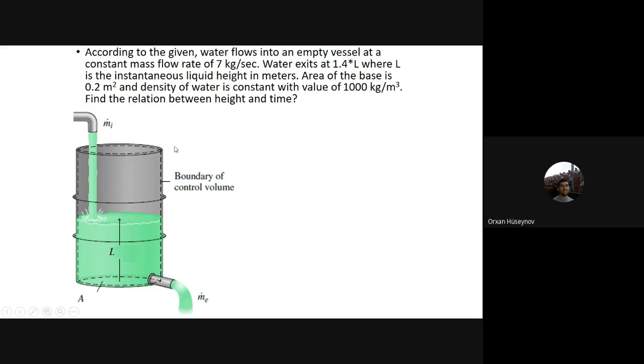And there is a simple example here. There is a vessel, and the water flows into an empty vessel at a constant mass flow rate of 7 kilograms per second. And then water exits at 1.4 L. L is the instantaneous height of the fluid layer. You can see that the fluid layer changes, and the exiting fluid flow is proportional to that one, which is 1.4 L.